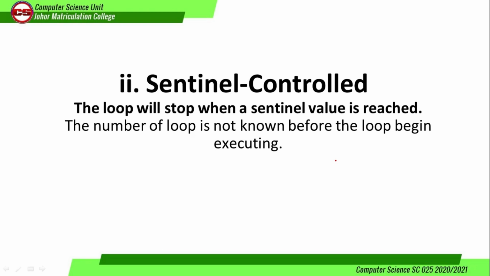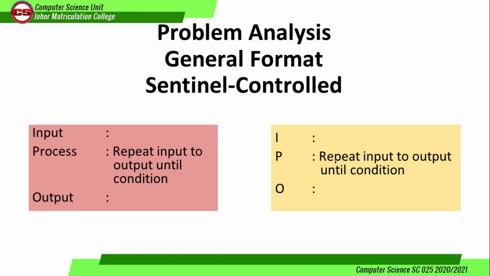the value for the loop to stop is determined from the user. Okay, so we go to the general format. Here is the process, the keyword here is repeat, and then until conditions. For the counter control, it is for conditions. So this one is until conditions reach.